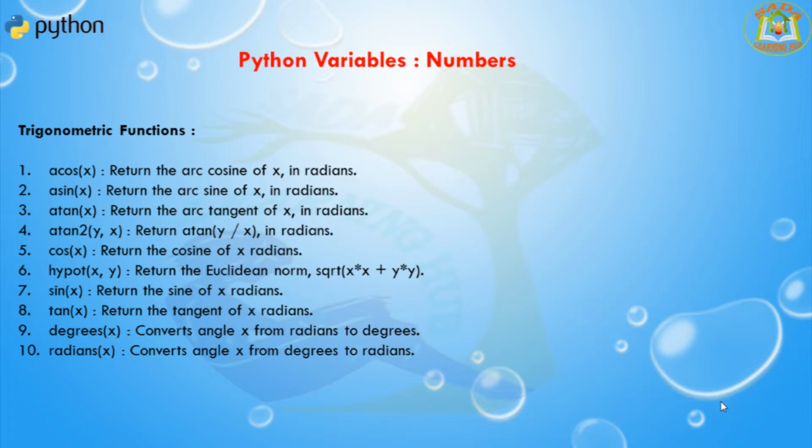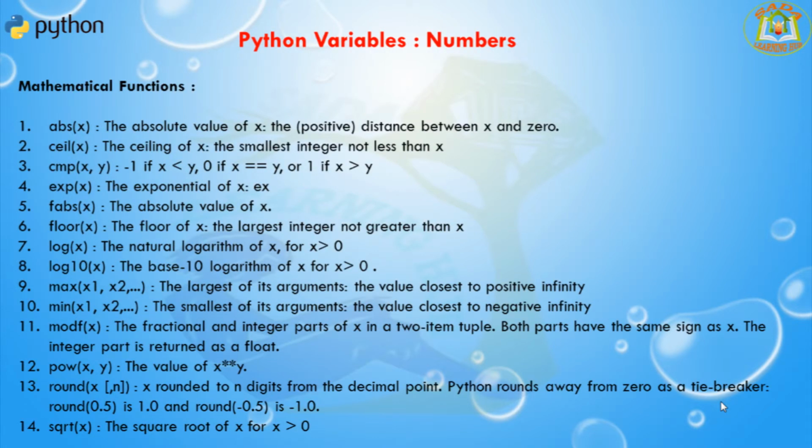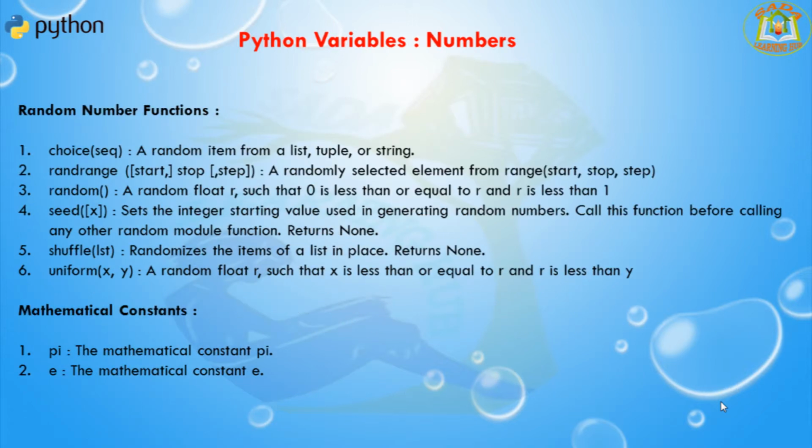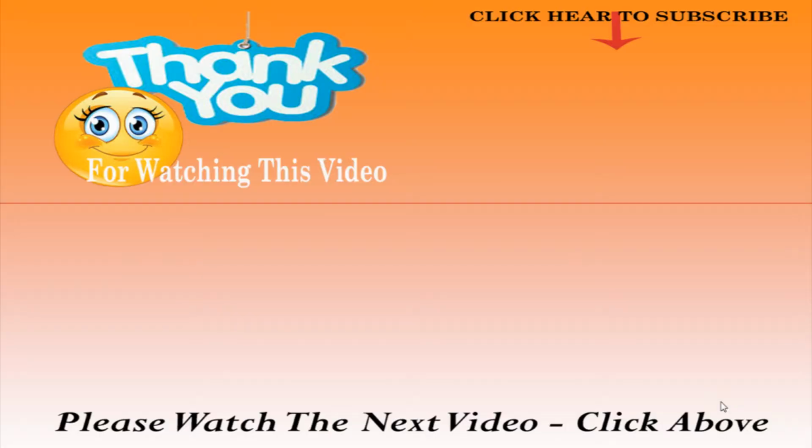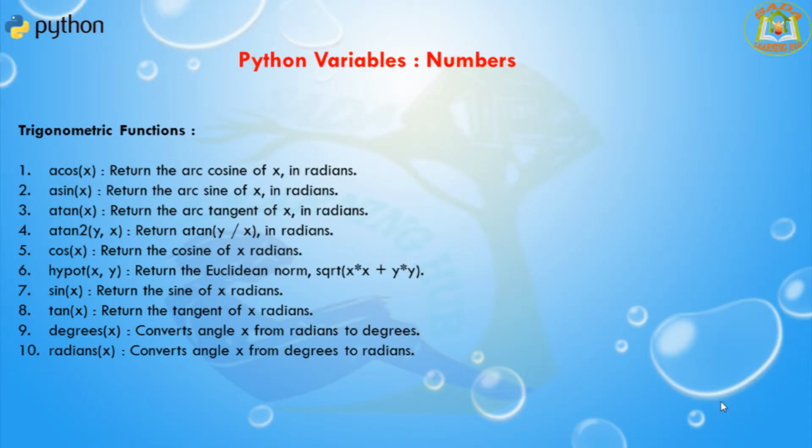Python provides predefined functions, which is one more feature of Python. Most of the common functions are available by default. If you want to do operations on numbers, there are different types of methods available. Mathematical functions, random number functions, mathematical constants, and trigonometric functions are all only applicable for numbers.